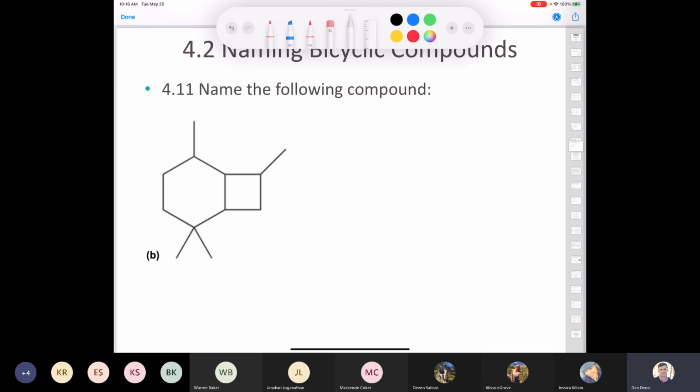Let's try the one that's here. So this is a bicyclic compound, isn't it? You've got a ring here, and another ring fused to it. So the bridgehead carbons would be this one and this one. I start at either this one as carbon number 1 or this one as carbon number 1. Which one would I start with, the one in green or the one in red? Yeah, the one in green.